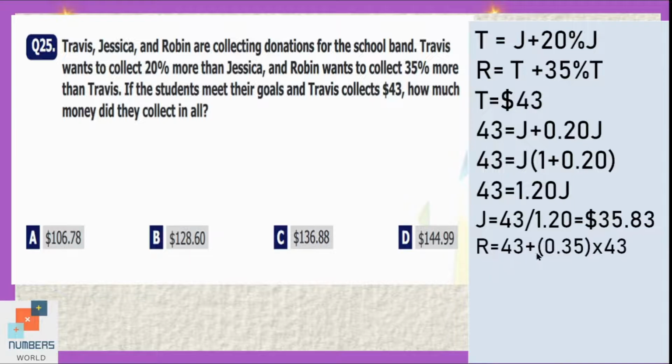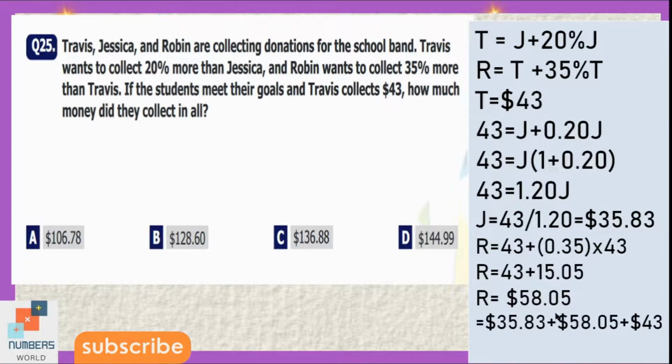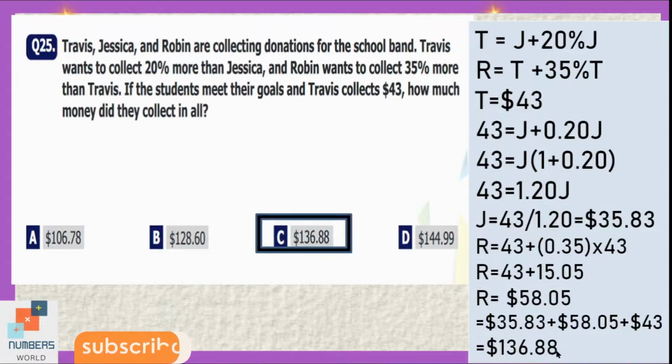Now we are going to put the Travis amount in the second equation. R is equal to 43 plus 0.35 multiplied by 43. So let's solve it. Robin's amount will be $58.05. At the end, we are going to see how much money they collected in all. So we are going to add the amounts of these persons, and the total is $136.88, which is our option C.